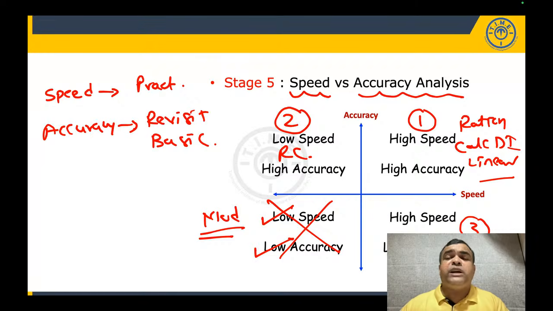High speed low accuracy area कौन से हैं? For example, I feel let's say para summary के questions हैं. मैं फटाफट आंसर कर लेता हूँ बट मेरा आंसर राइट नहीं आ रहा है. So you categorize your areas in these four regions and then speed problem है वहां पे प्रैक्टिस ज्यादा करो, accuracy problem है वहां पे आप just revisit your basics part. Fine.